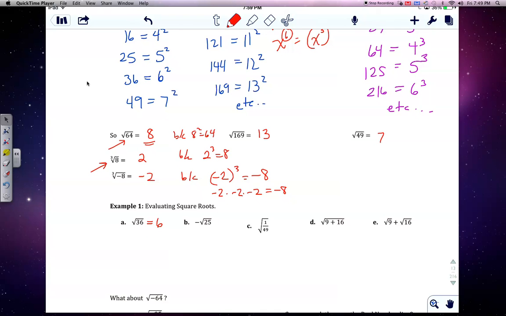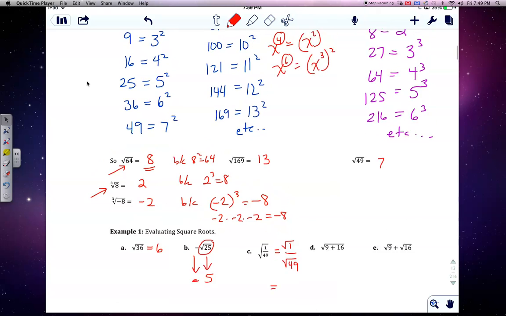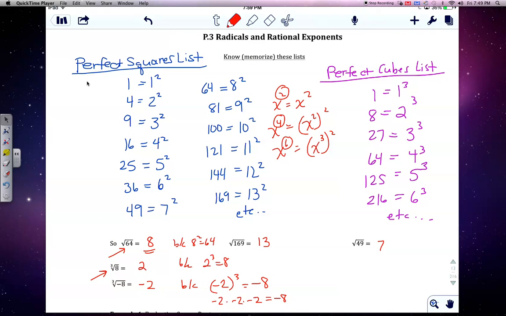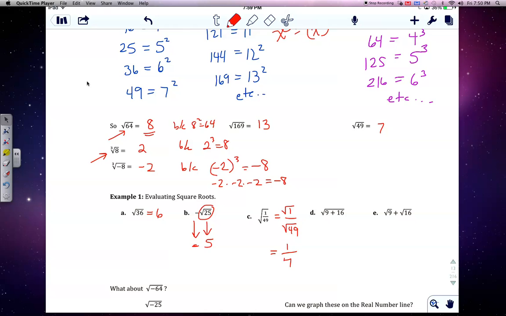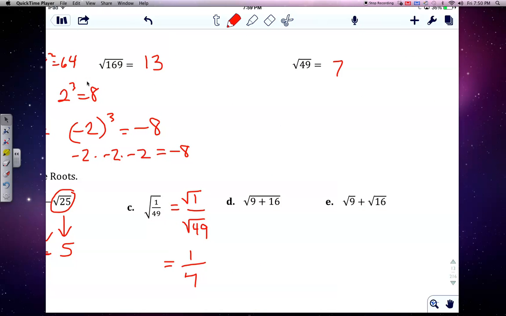Now here I have negative square root of 25. So the square root of 25 is just 5, and then you drop down your negative sign, so you have negative 5. I have the square root of 1 over 49. That's the same thing as the square root of 1 over the square root of 49. Square root of 1, if we go back up to our list, is just 1. For part D, I have the square root of the sum 9 plus 16. I'm going to go ahead and add those two together. So I get the square root of 25, and the square root of 25 is just 5.